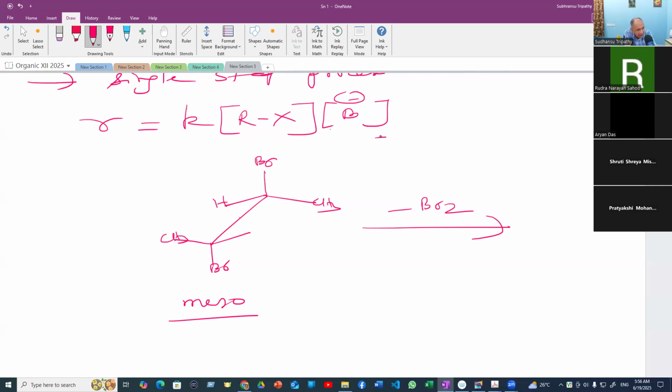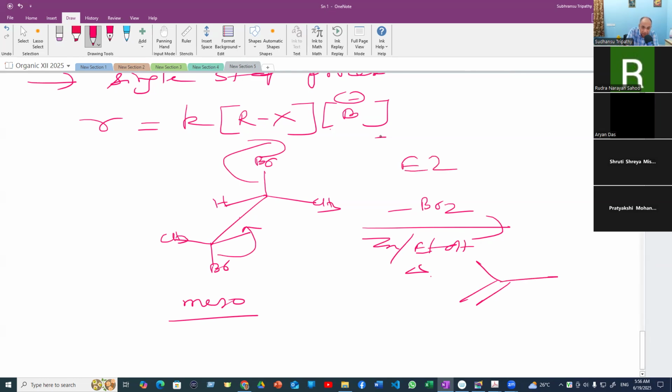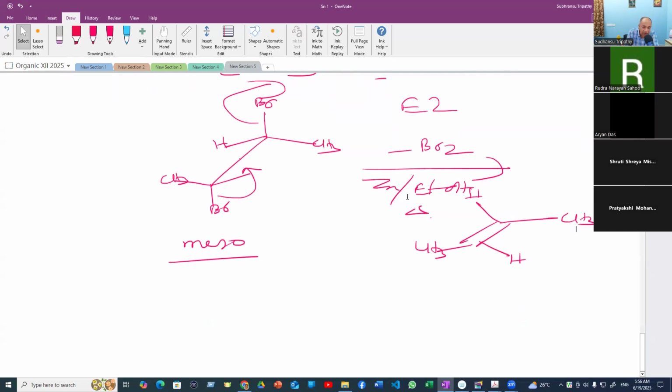Yes, zinc, ethanol. Ethanol is the solvent and distill it so that it will form. This is the E2 mechanism. And you get a trans. Interestingly, from meso you really get a trans, or the E product. Which proves beyond any doubt that the stereoelectronic requirement in the transition state is anti-periplanarity.